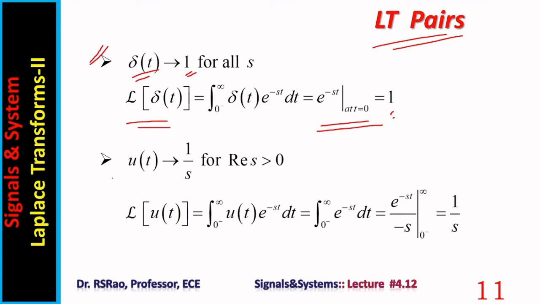Next signal we consider here is Laplace transform of unit step function u of t. It can be shown its transform is equal to 1 by s. To find this result, use basic defining relation. Laplace transform of u of t is integral 0 to infinity u of t e power minus st dt. It is equal to 0 to infinity e power minus st dt. Now integration can be done without any difficulty. It results in 1 by s.